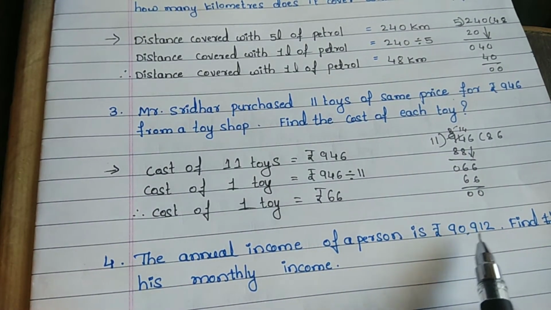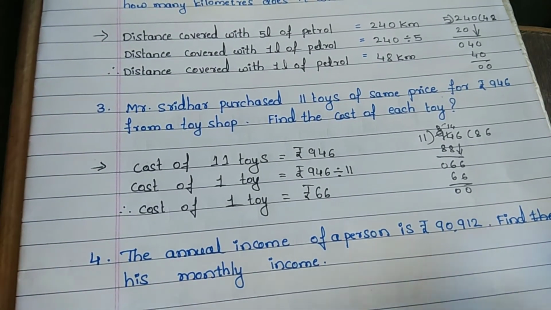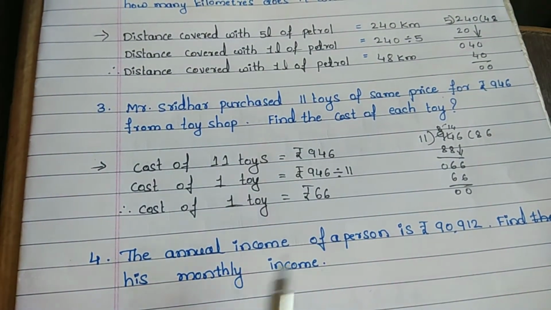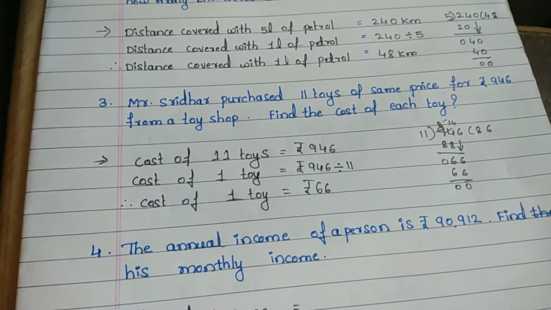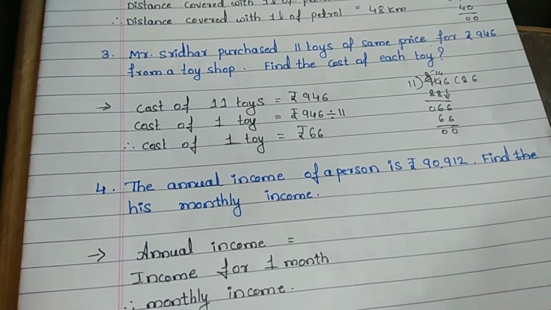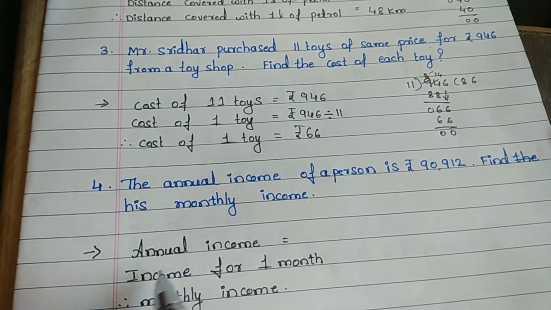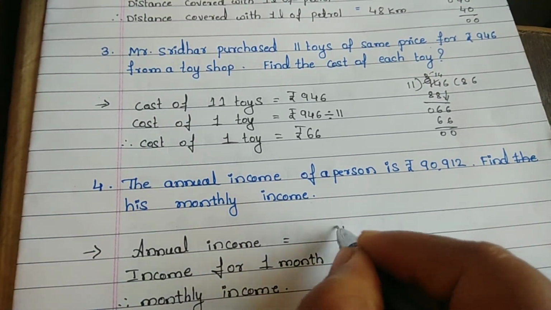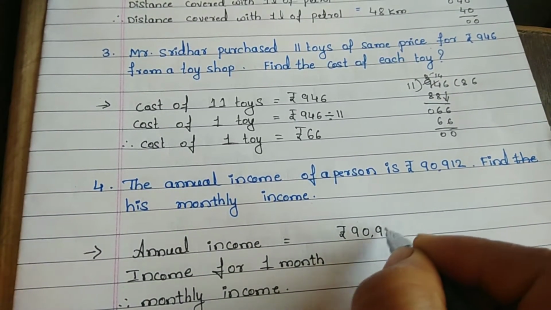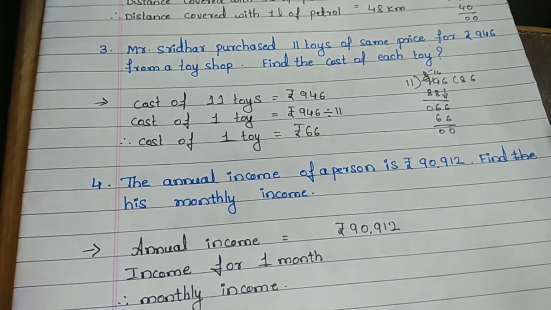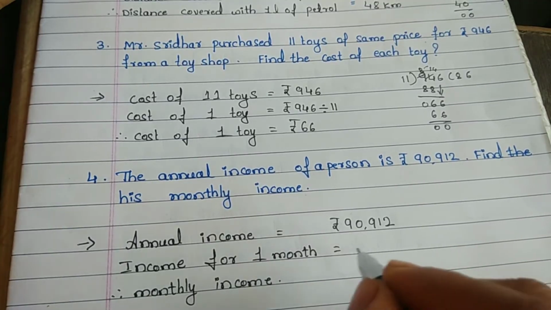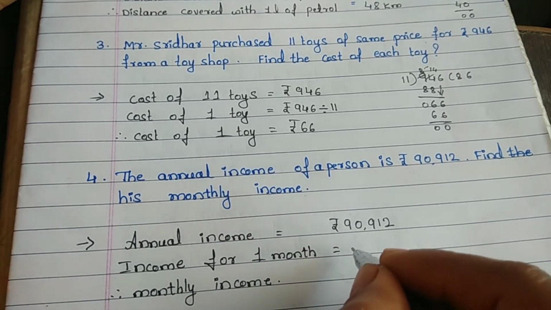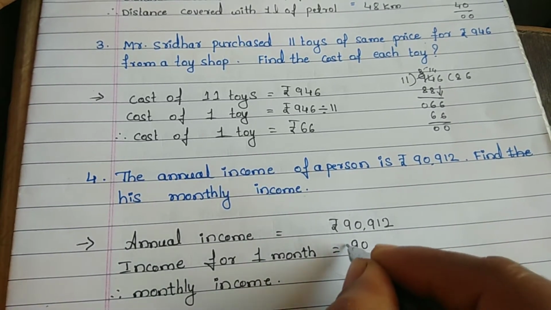Next one. The annual income of a person is rupees 90,912. Find his monthly income. It means they have given the annual income of a person and we should find out the monthly income of that person. Write down here the annual income is equal to rupees 90,912. Then income for a month. For a month means in each year how many months are there? 12, no? Yes.